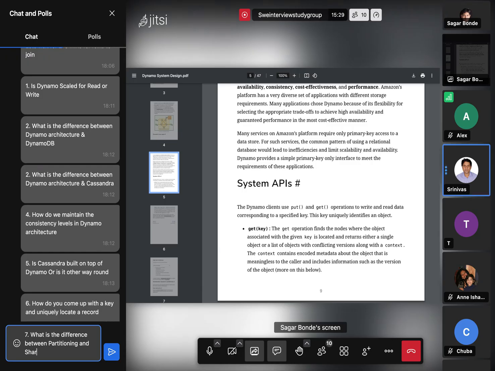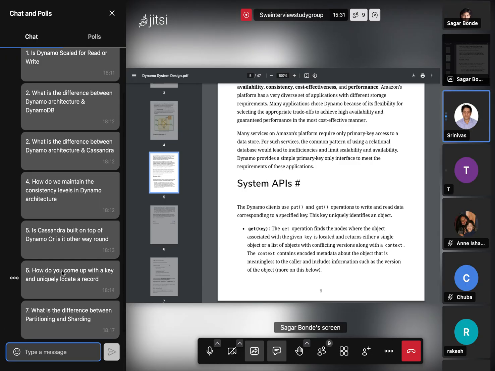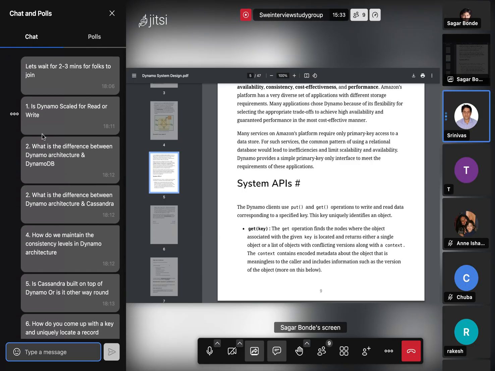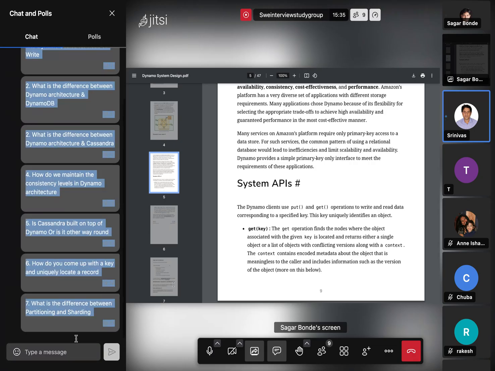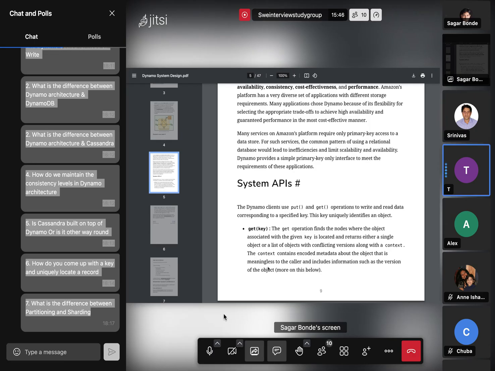So if I understand correctly, partitioning is you divide a big table into multiple smaller tables and store them in a single node, and when you push those smaller tables to other nodes, that's sharding. Yeah, a single table is distributed over multiple servers or nodes.